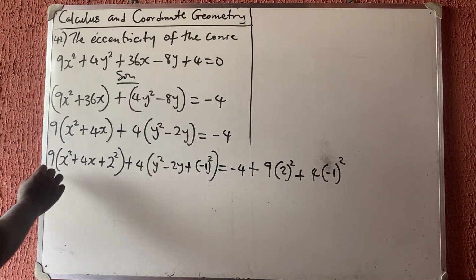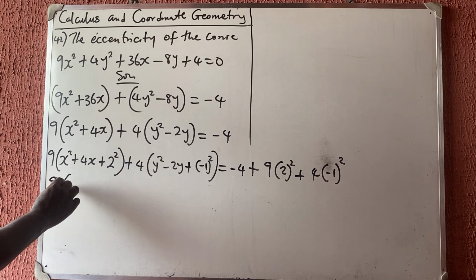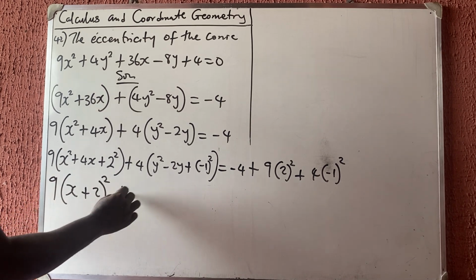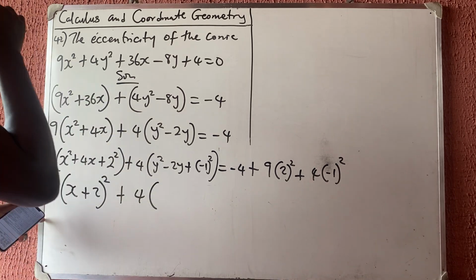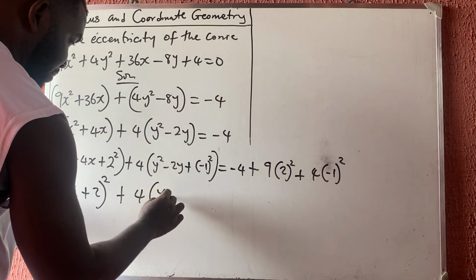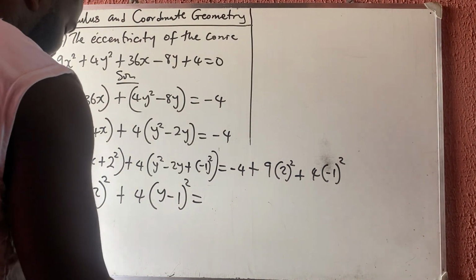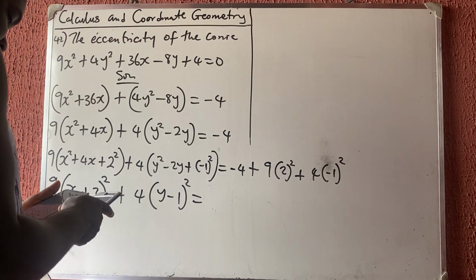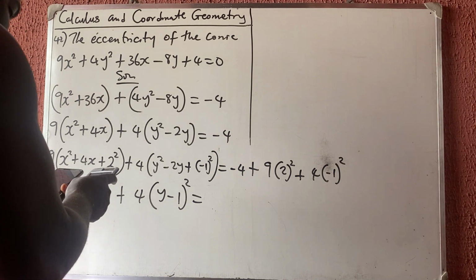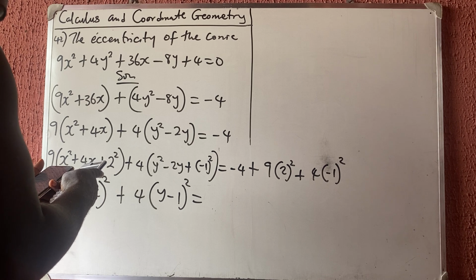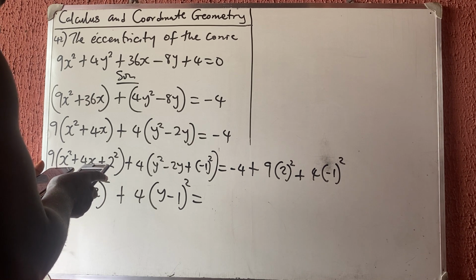So finally, I'm going to have 9 in bracket of x plus 2 all squared, then plus 4 in bracket of y minus 1 all squared is equal to, if you do everything there, minus 4 plus 9 in bracket of 4, then plus 4.